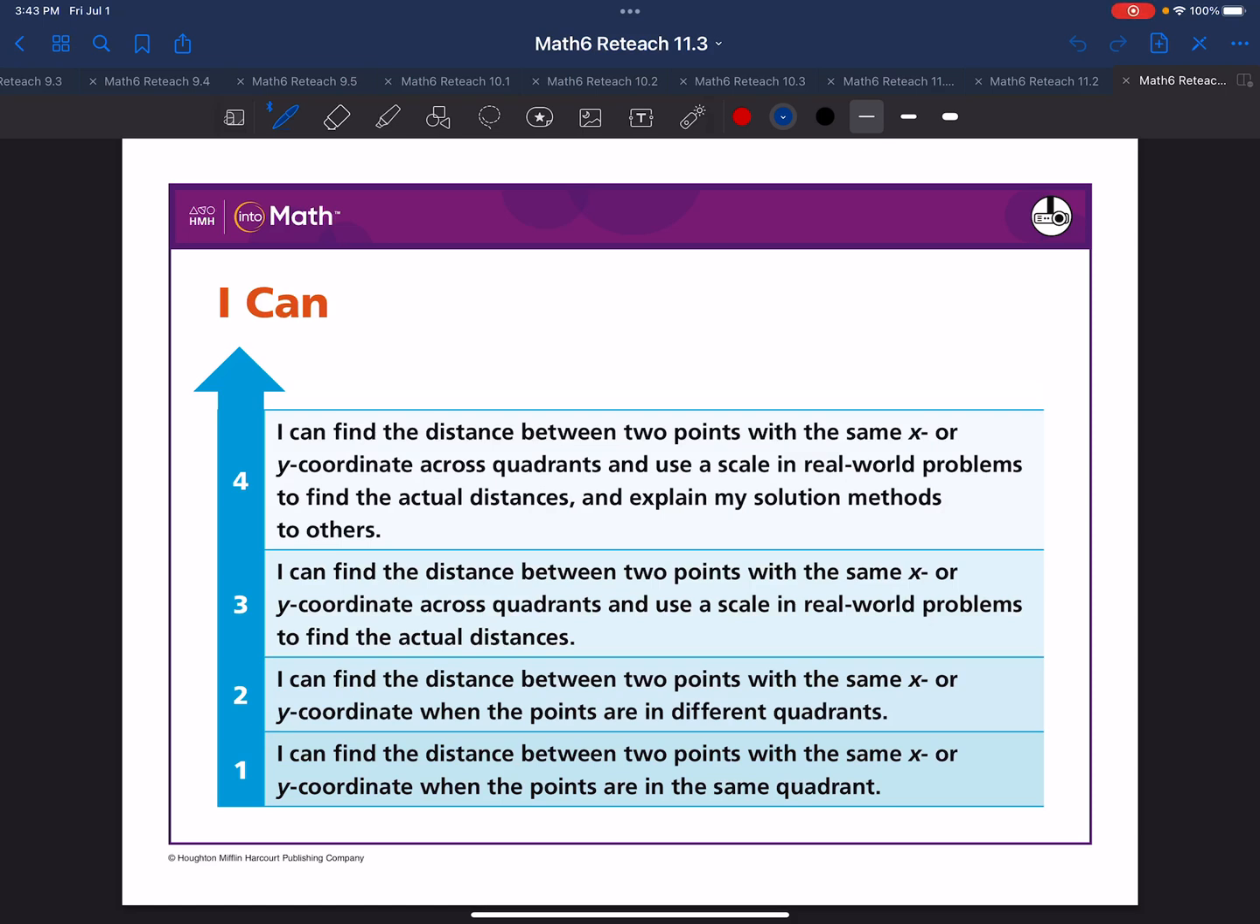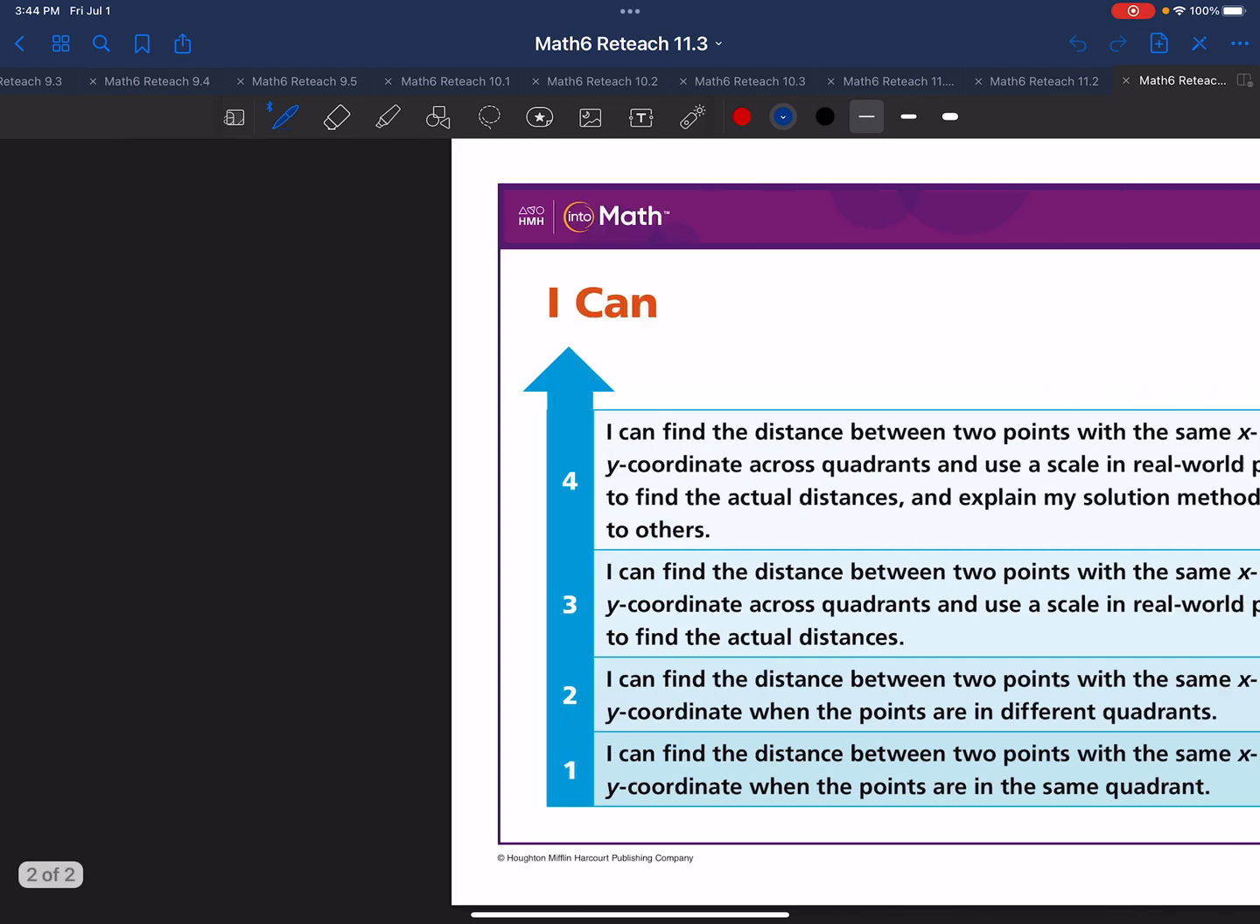Today we will review 6th grade math lesson 11.3. This lesson will cover how to find distance on the coordinate plane. Here's your I can statement. I can find the distance between 2 points with the same x or y coordinate across quadrants and use a scale in real-world problems to find the actual distances and explain my solution method to others.